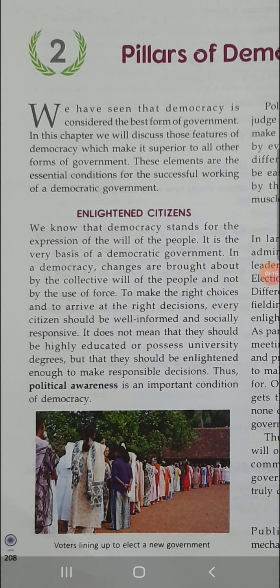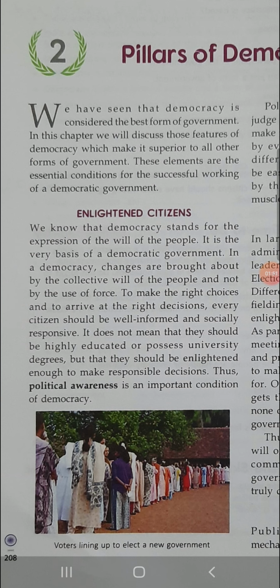Okay, so let's start. We have seen that democracy is considered the best form of government. In this chapter, we will discuss those features of democracy which make it superior to all other forms of government. These elements are the essential conditions for the successful working of a democratic government. In our previous class, we discussed democracy, the best form of government. So, in order to have a successful democracy, what are the features which have to be followed? We will discuss this in this chapter.